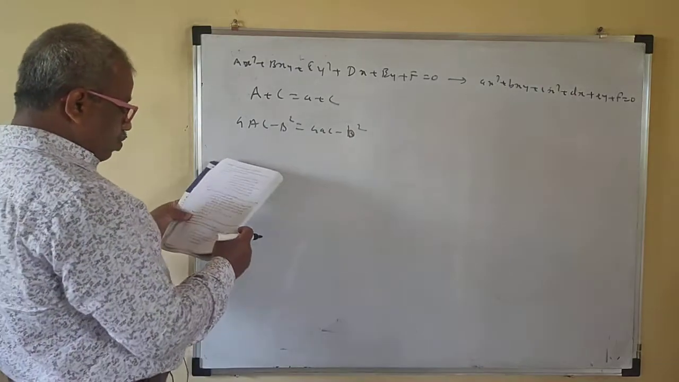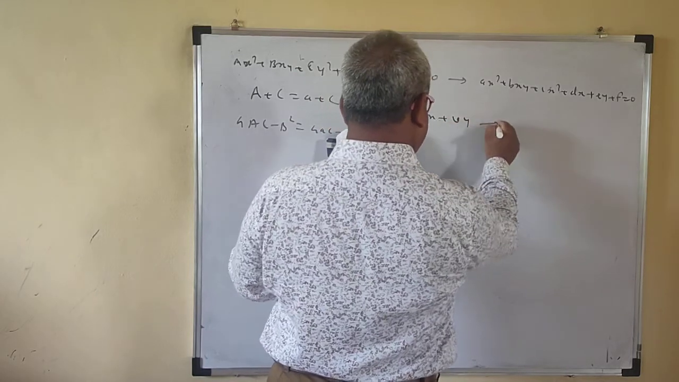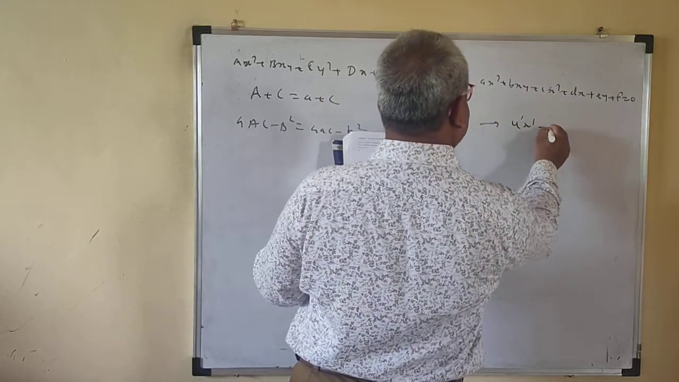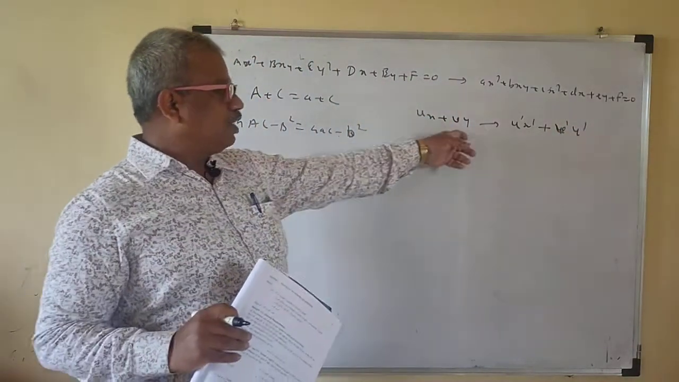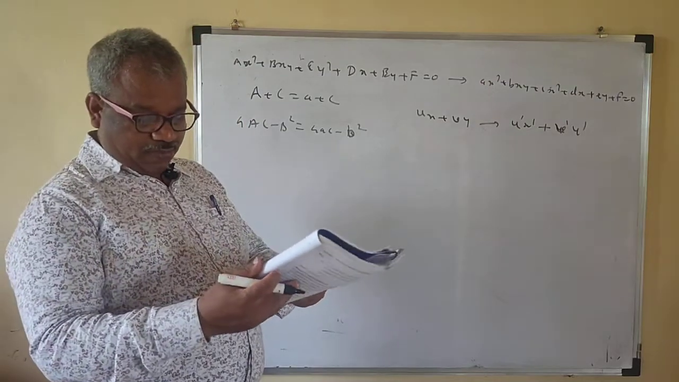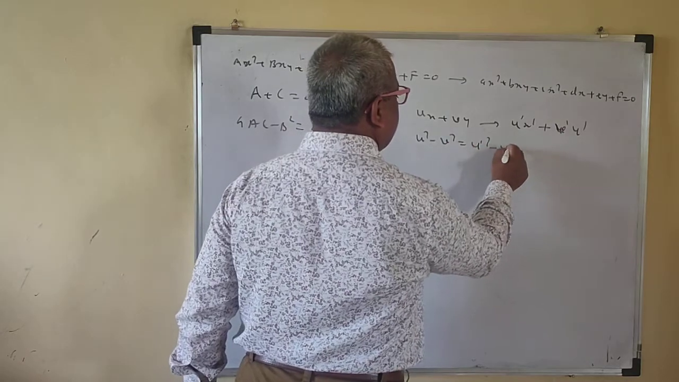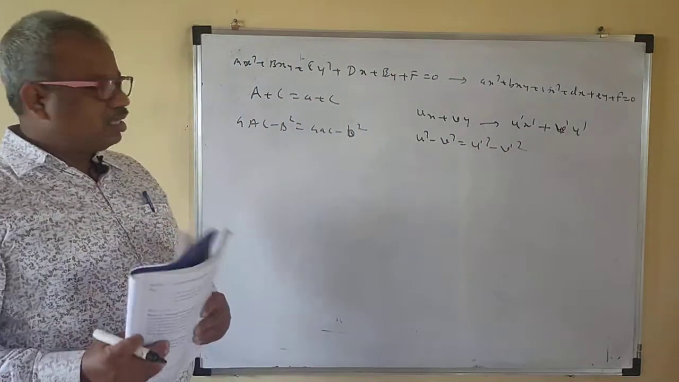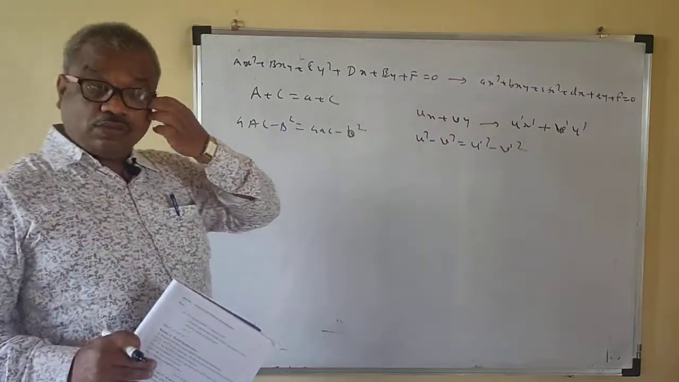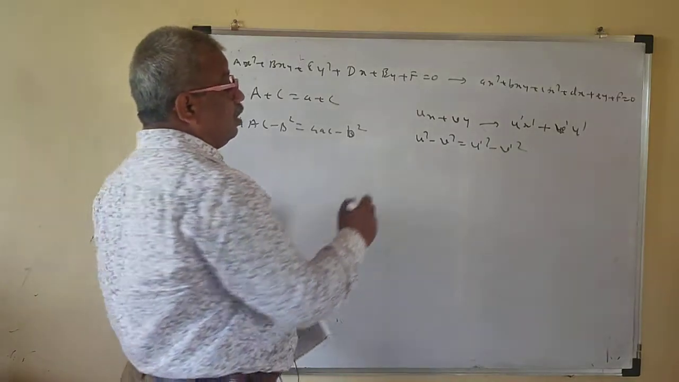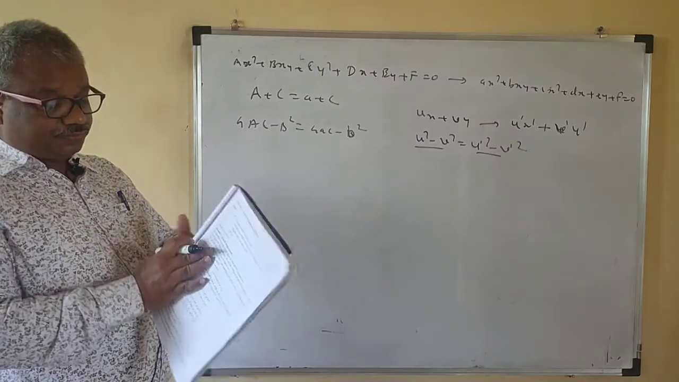Okay, so the sum is invariant. Now suppose ux plus vy is transformed to u prime x prime plus v prime y prime by rotating the axis. Then u square minus v square is equal to u prime square minus v prime square. Again, the difference of the squares is the same here. So for the coefficients of x and y, this difference is invariant. Note that.